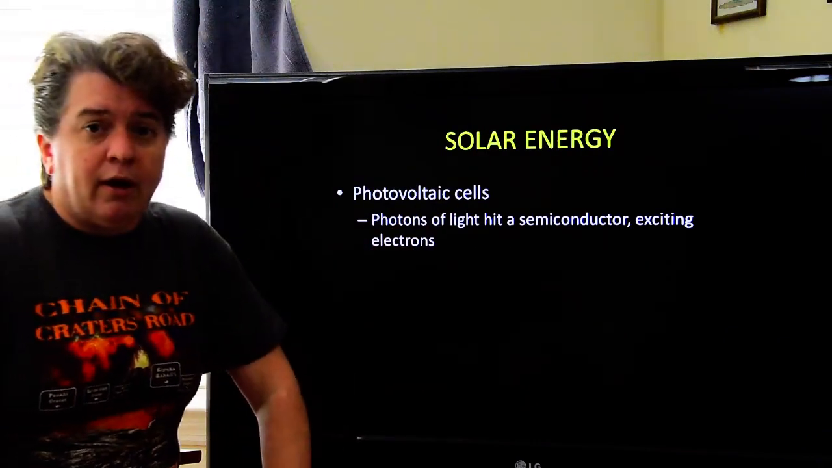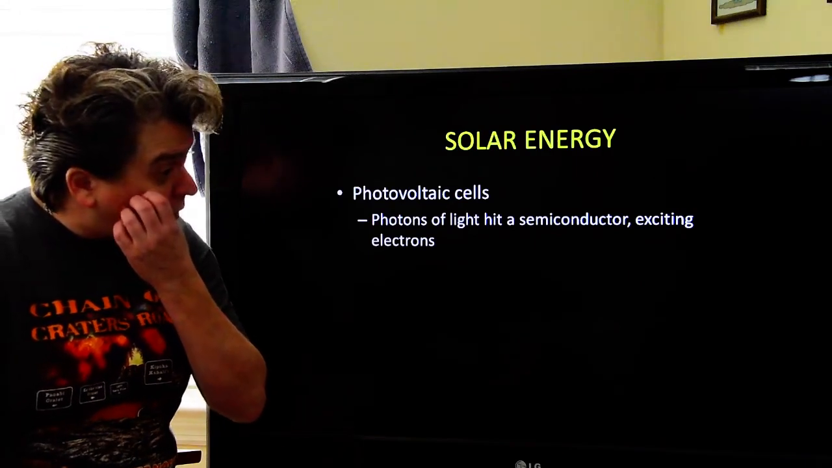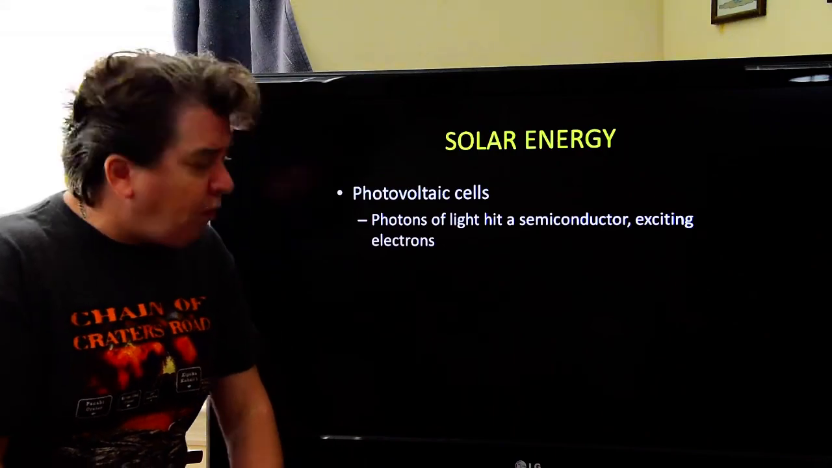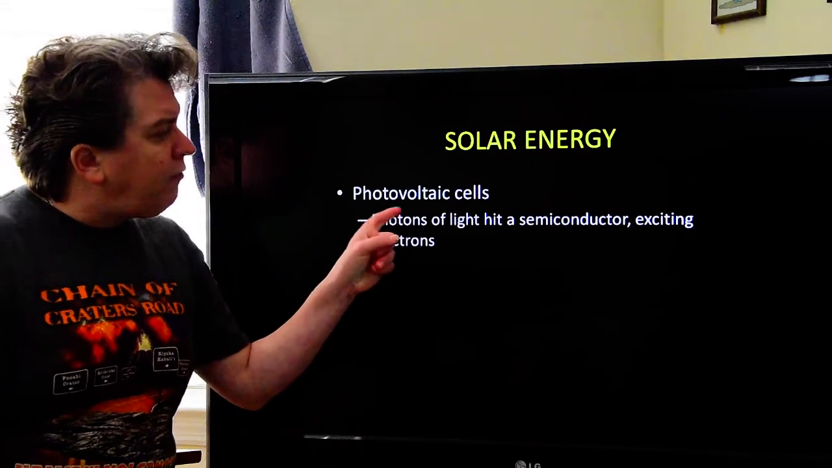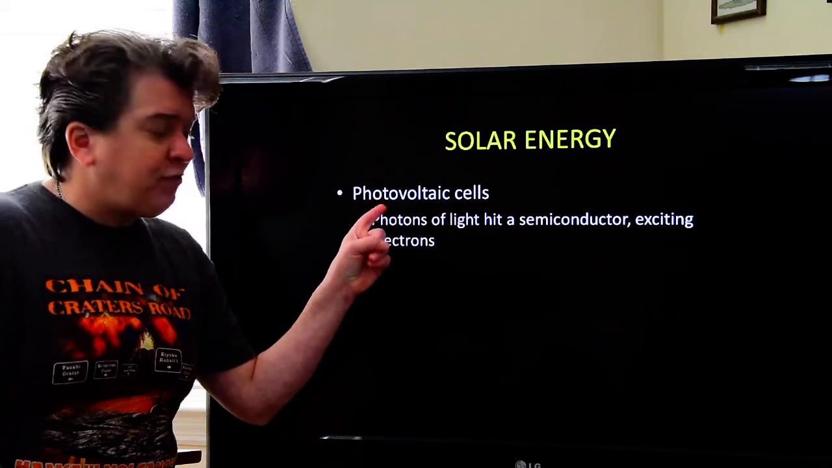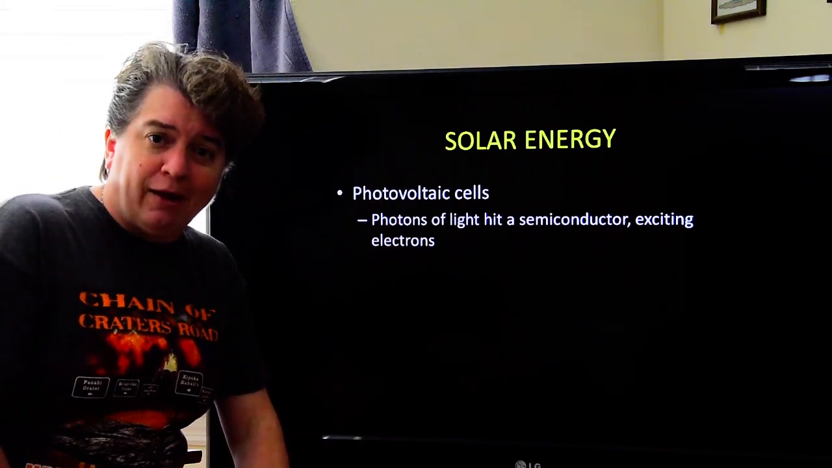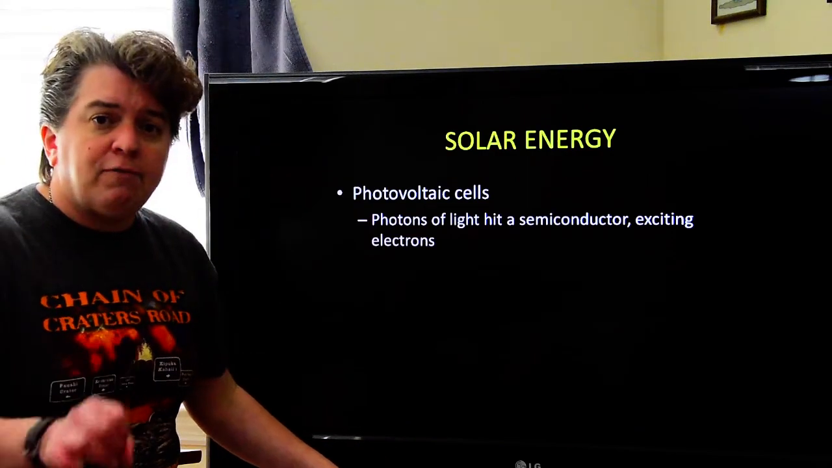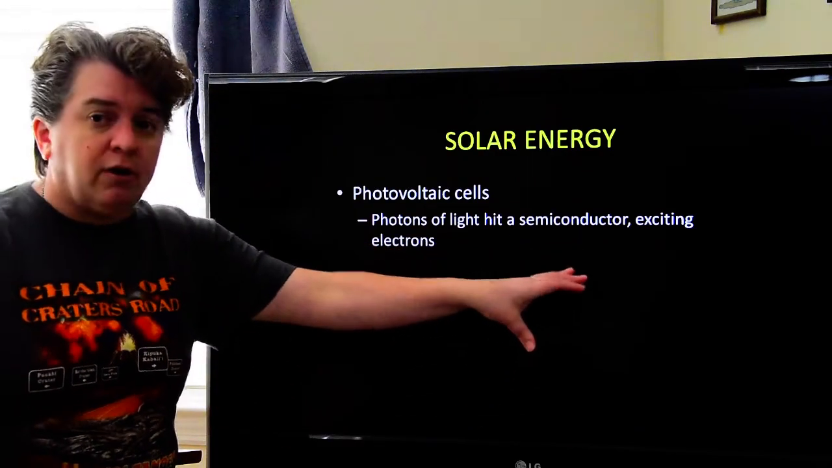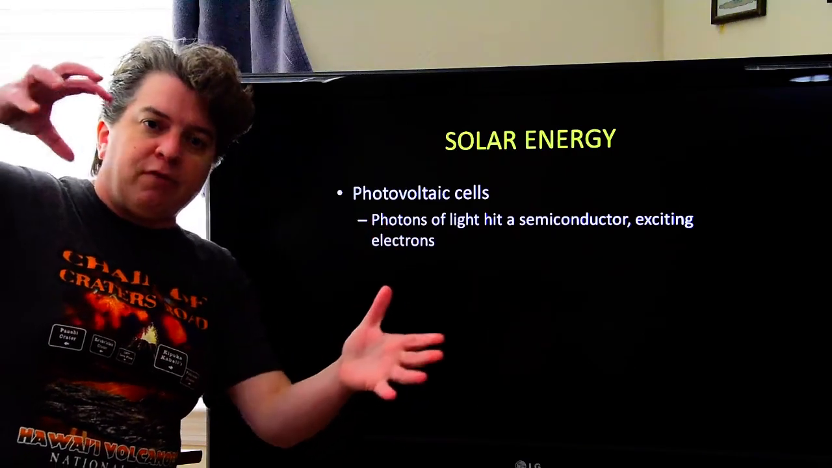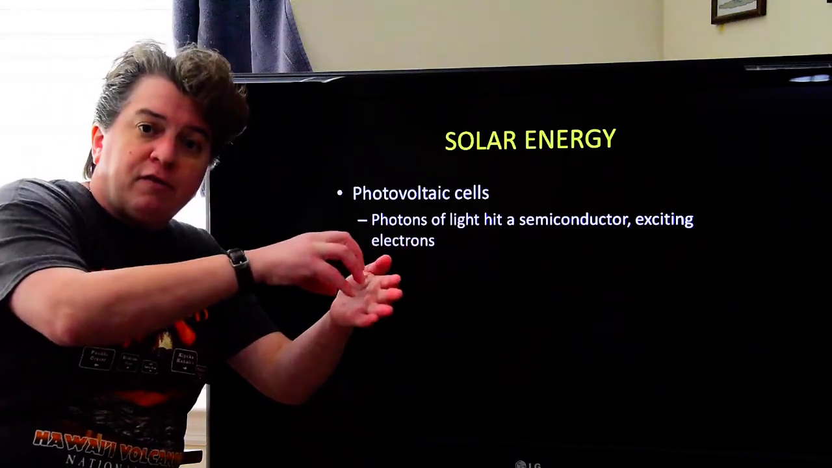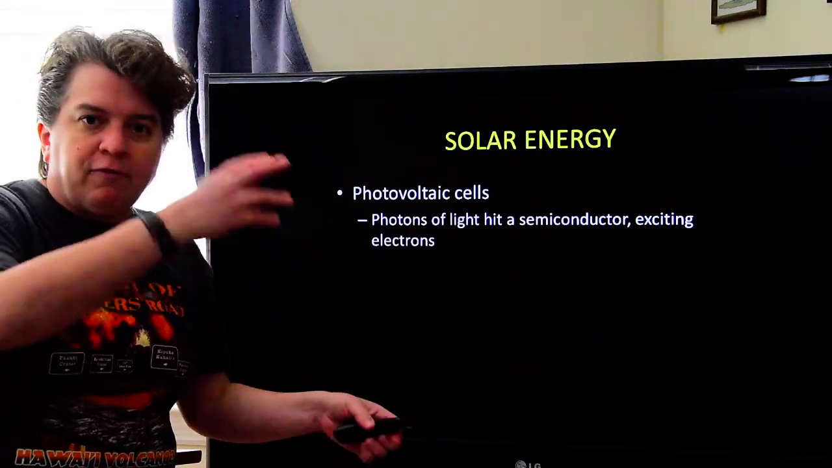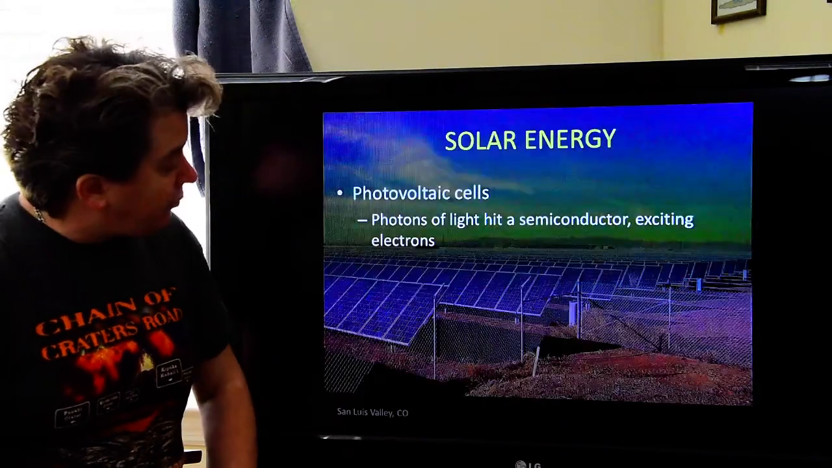Let's look at solar energy. In solar energy, we can generate electricity in two different ways. You might use photovoltaic cells. That's the technical term for solar panels. The way these work, inside that photovoltaic cell there's a semiconductor. And photons of light from the sun hit the solar panel, excite the electrons in the semiconductor, and this flow of excited electrons makes electricity for us.